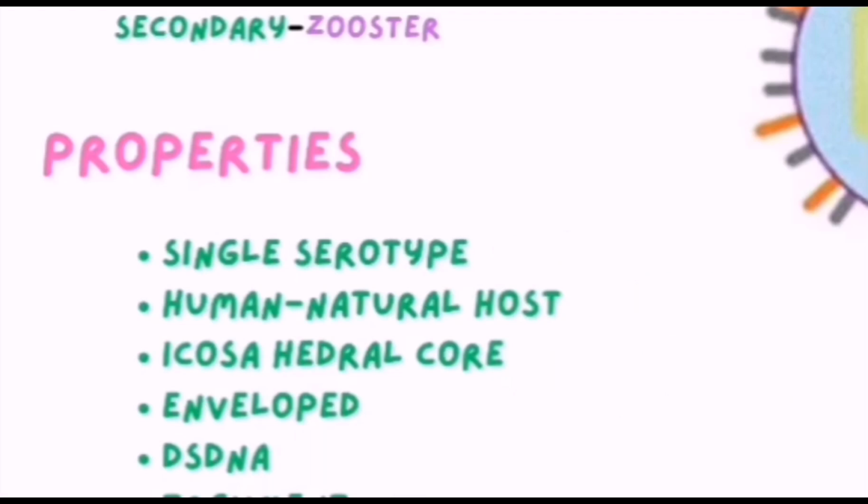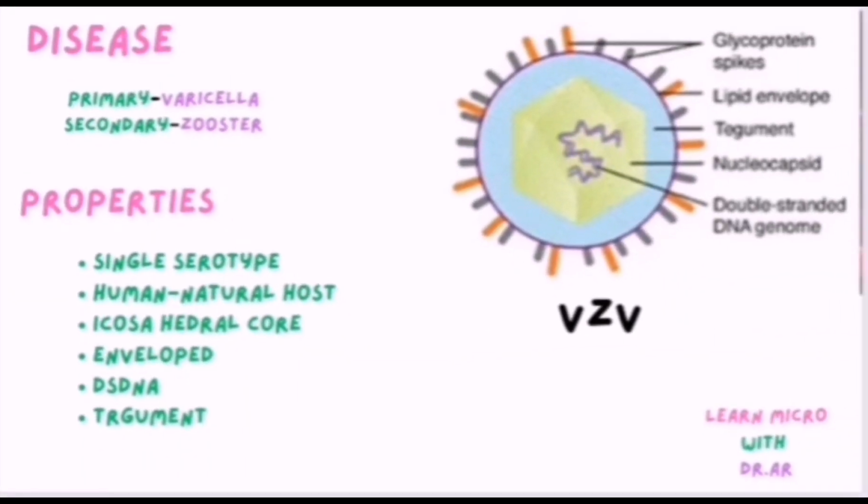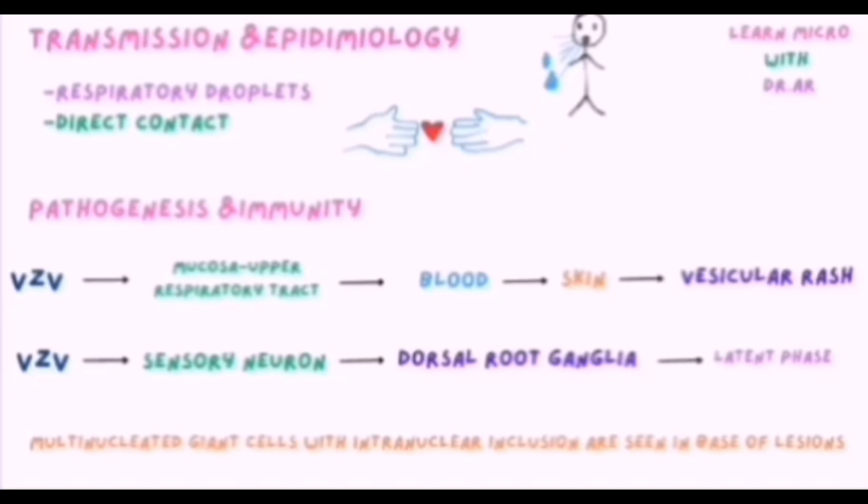What do you know about the teguments? Teguments are located between the nucleic acid and the envelope. You can see in this picture that it is the envelope and it is the nucleic acid. So in between these two, there is a tegument. It is basically a structure containing regulatory proteins such as transcription and translation factors, which play a role in the viral replication.